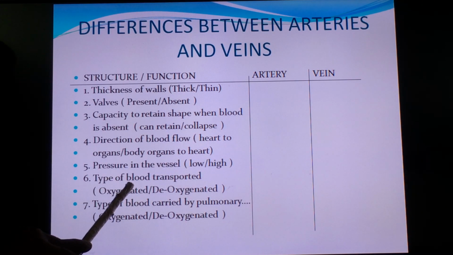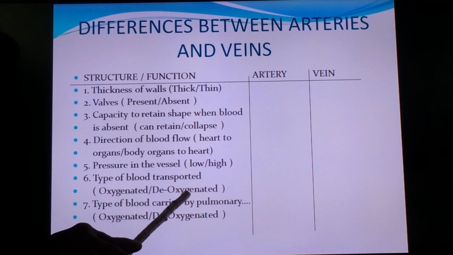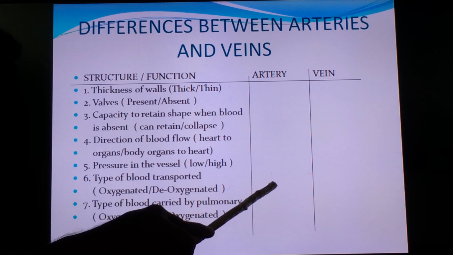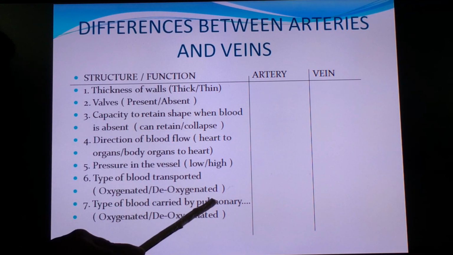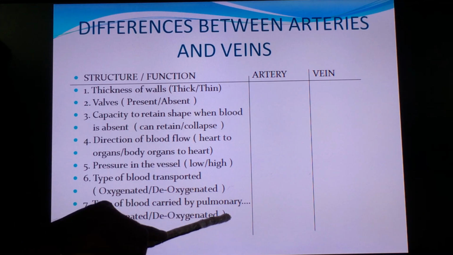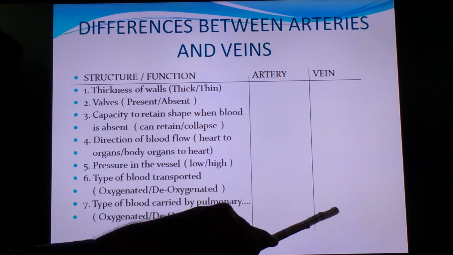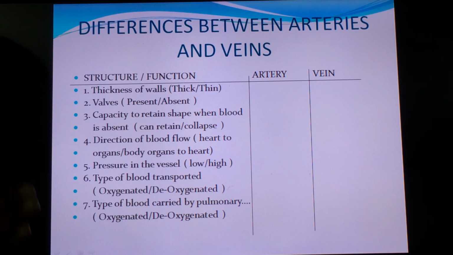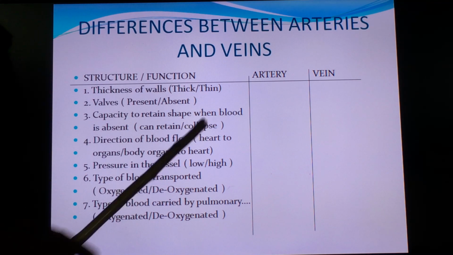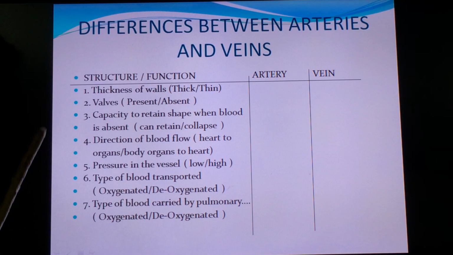Now, type of blood transported, oxygenated or deoxygenated. Generally, arteries carry oxygenated blood, we know that. Veins carry deoxygenated blood. But pulmonary artery carries deoxygenated blood instead of oxygenated blood. Pulmonary vein carries oxygenated blood instead of deoxygenated blood. Already we know that arteries carry oxygenated blood and veins carry deoxygenated blood, except pulmonary artery carries deoxygenated blood, pulmonary vein carries oxygenated blood. Okay.